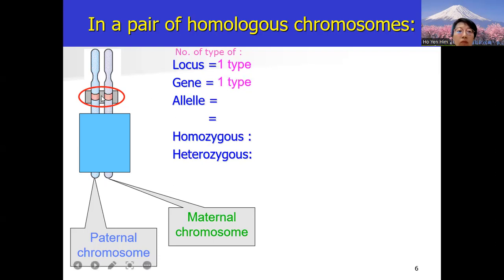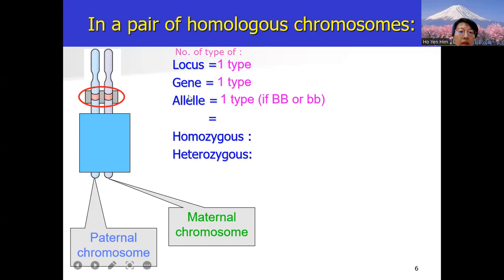So here is only one type of gene. Now for allele, can it be the same? It can be different also, right? If you say it's one type of allele, it's because these two alleles are the same. Big B is the same type as big B. Small b is the same as small b. So if allele is one type, that means it can be big B, big B, or small b, small b. That means these two alleles are the same.